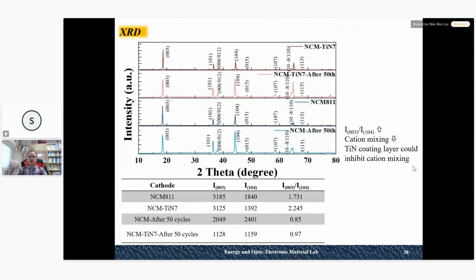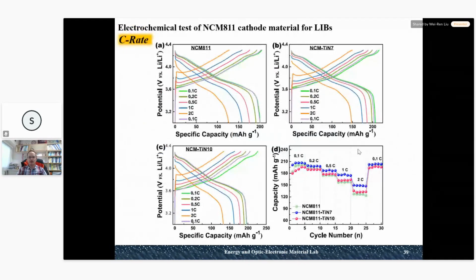We also test the rate capability for the pristine, TiN7 and TiN10. You can see the TiN7 has a much higher rate capability compared to the pristine and the TiN10.